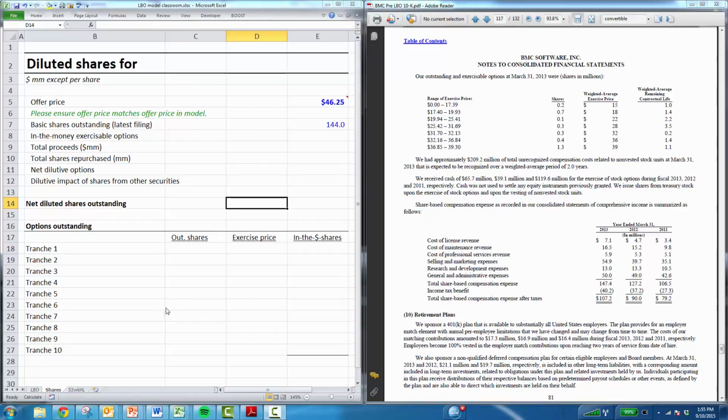Okay, so let's incorporate all the things that we've been looking at now into Excel. So we're going to put in all the tranche by tranche option data first. We've got the latest basic share count here, so we just want to get all these dilutive securities. So we're just going to go in here and put that in.